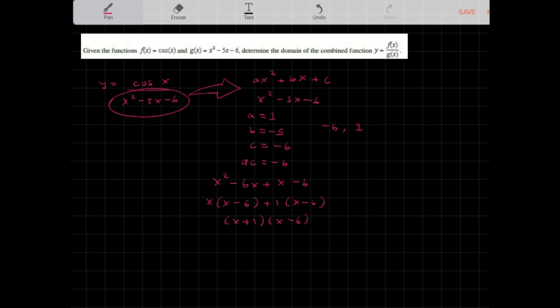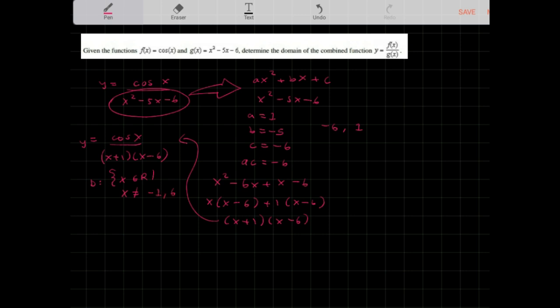Now, what you want to do now is I'm going to plug this back in. So y is equal to cosine x over x plus 1 times x minus 6. So you can already kind of tell that your domain here is x belongs to all real numbers, but x cannot equal negative 1 and 6.